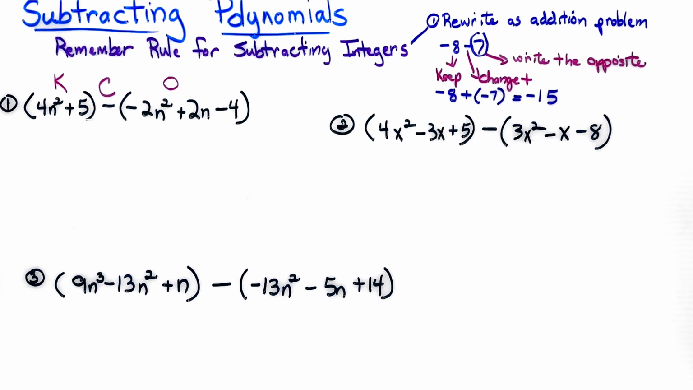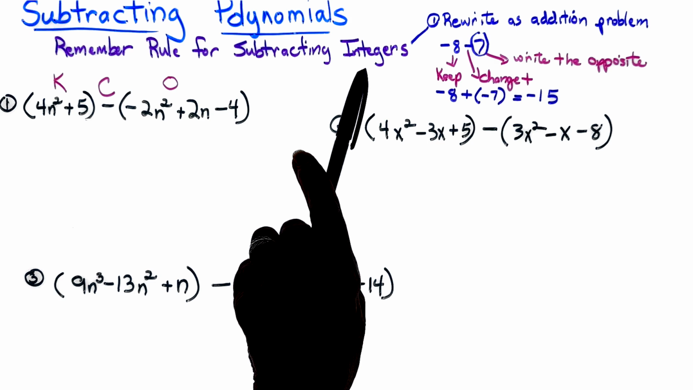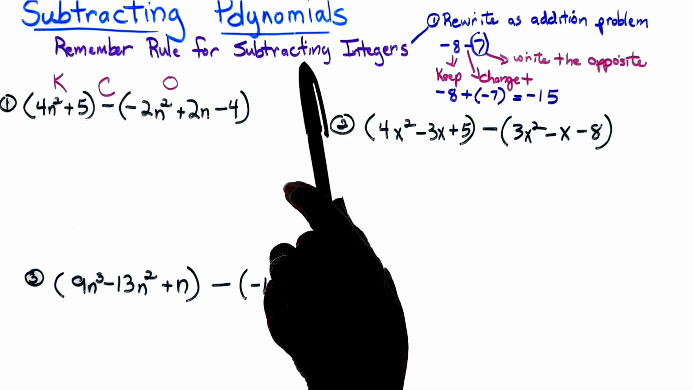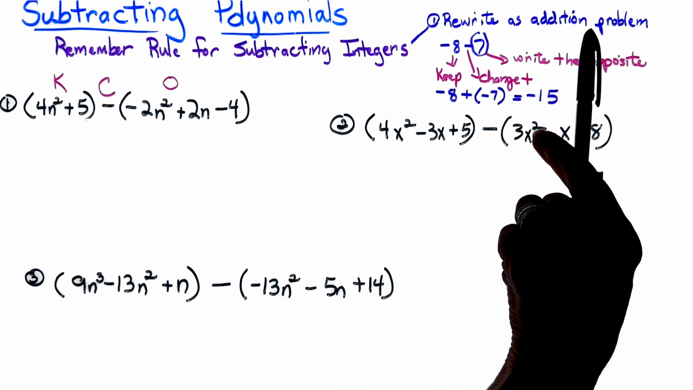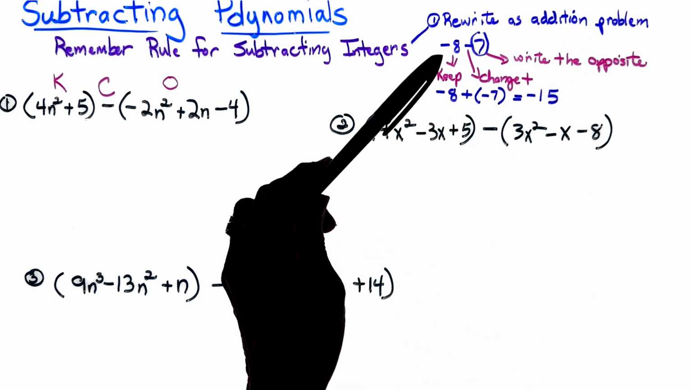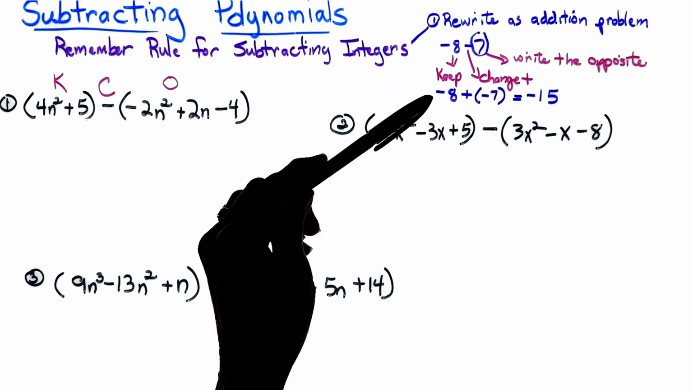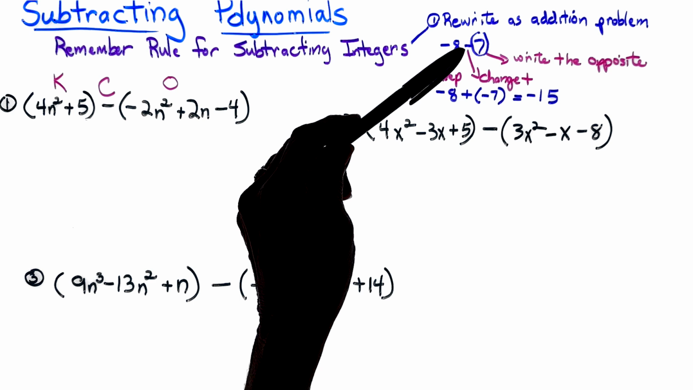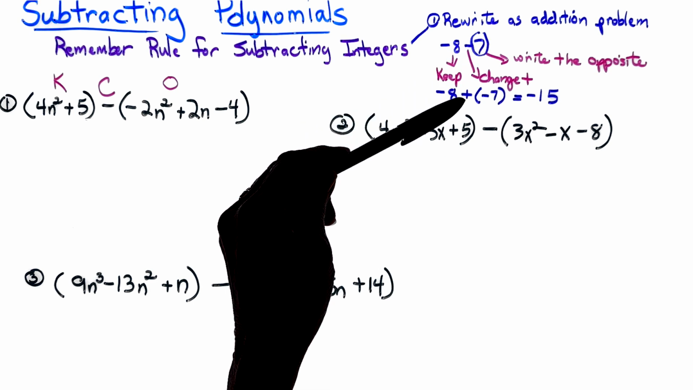For this lesson, we're going to be subtracting polynomials. The rule we must remember is what we did when we were subtracting integers. We would rewrite the subtraction problem as an addition problem. And remember, you always keep the first number. We change the subtraction sign to an addition sign.